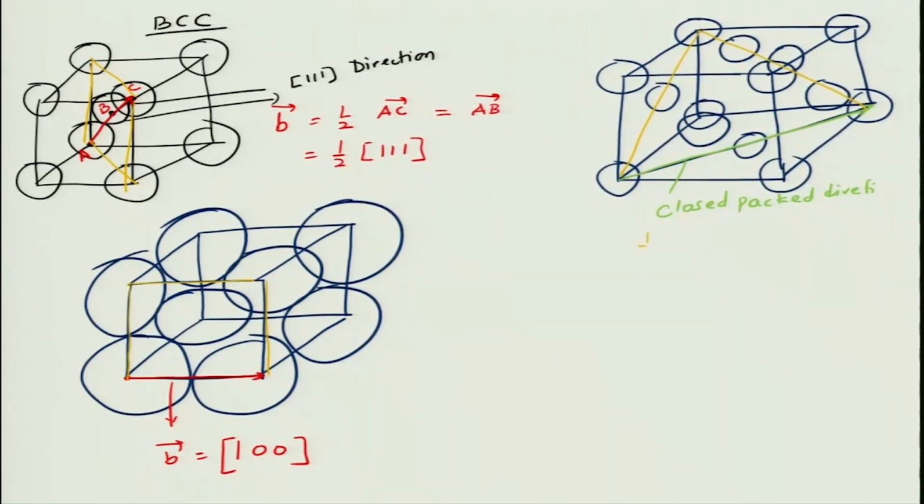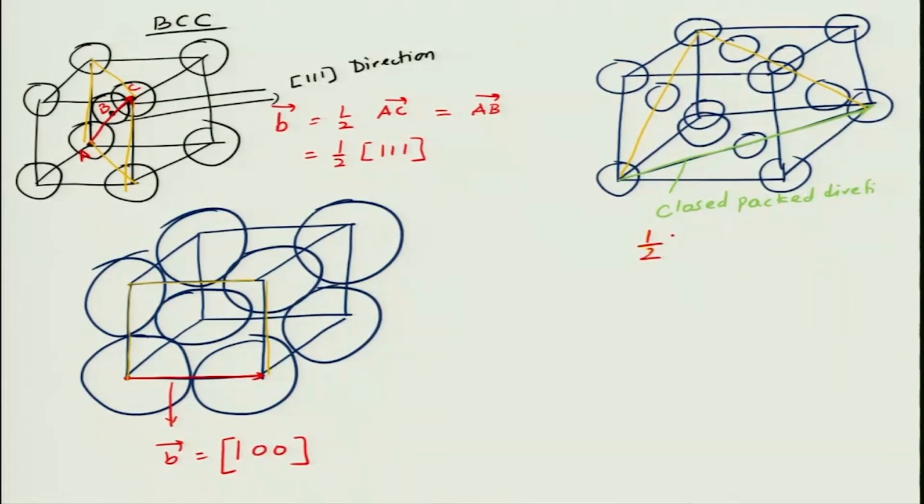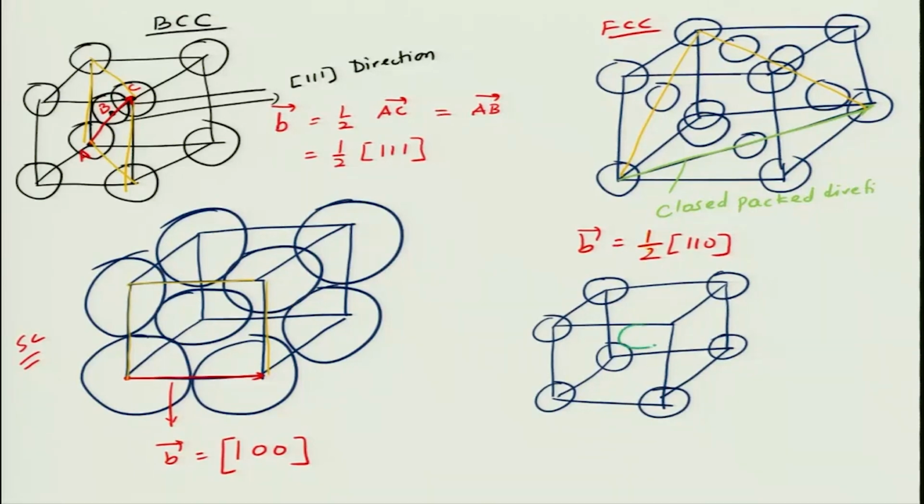So, this direction will be half of 1 1 0, that is the Burgers vector for an FCC. This is simple cubic. Now, if you take a cesium chloride crystal or a copper zinc system, let us say you have this kind of copper zinc where this is copper, and then you have zinc somewhere in between. So, this is zinc, and these are all copper.